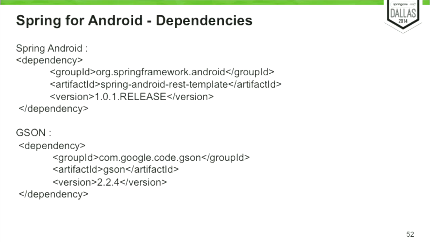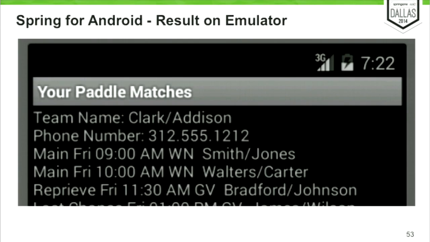To use Spring for Android, you need to add the dependency. We added the JSON dependency, and that was it. And here are the results. You can see the next team, the team name, and the phone number, and then next matches.